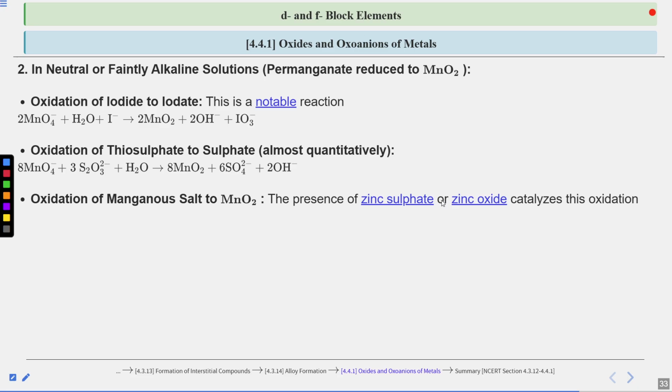The presence of zinc sulfate or zinc oxide catalyzes this oxidation of manganese salt to MnO2. So MnO4⁻ plus 3 Mn²⁺ plus water molecules gives us 5 MnO2 plus 4 protons, and this oxidation is catalyzed by the presence of zinc sulfate or zinc oxide.